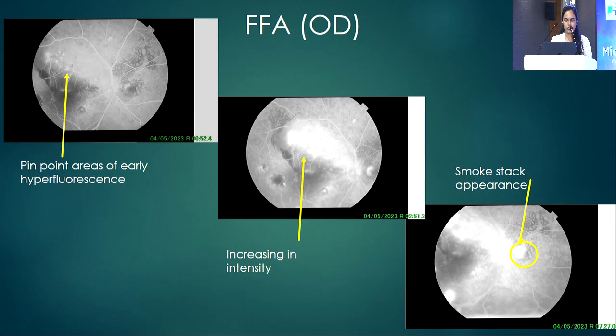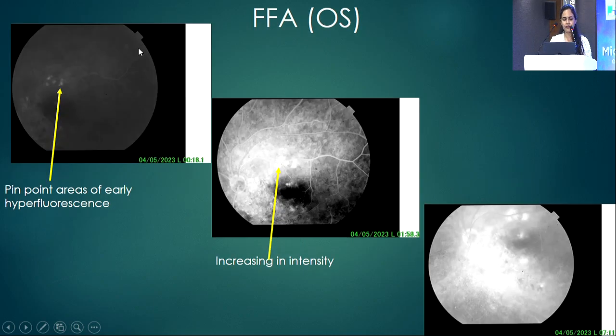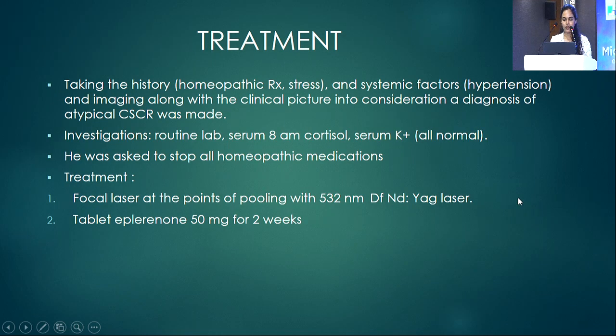An FFA was performed. So this is the FFA of the right eye, which shows early pinpoint hyperfluorescence, which increased as the FFA progressed, and the intensity and the size increased. In fact, if you see nasal to the disc, you can also see a kind of smokestack appearance. The left eye also, although not as much as the right, showed pinpoint areas of hyperfluorescence increasing in intensity and size. So taking into consideration the history of the patient, that he was on homeopathic medication, he was under stress, and he was a hypertensive, looking at the clinical picture of extensive subretinal fibrin, a diagnosis of atypical CSR was made.